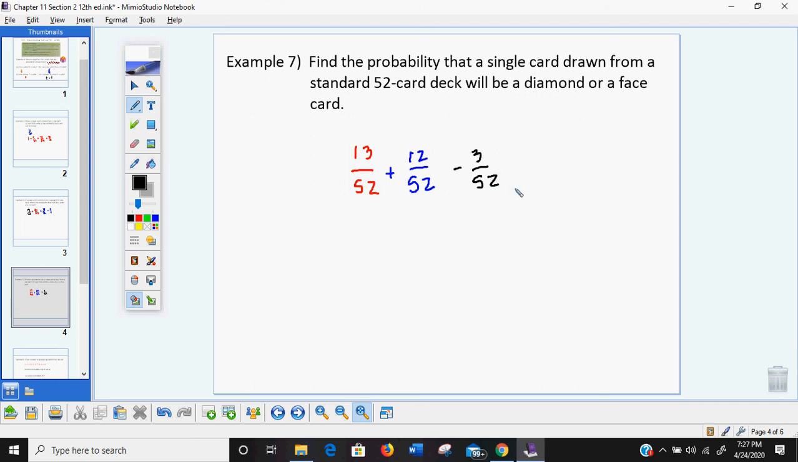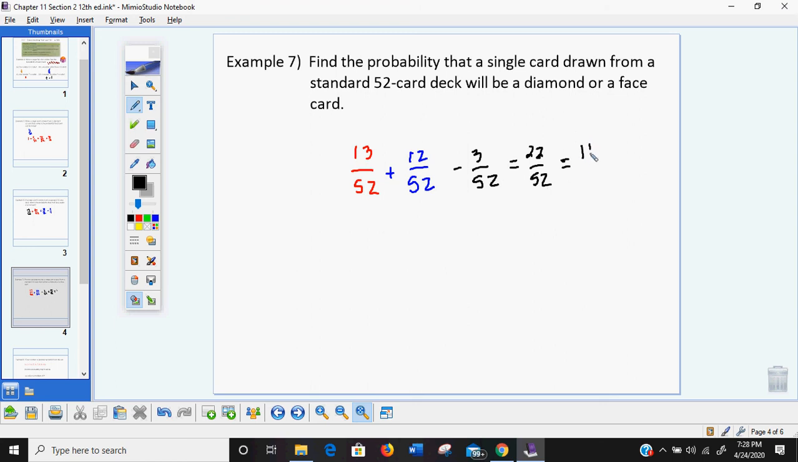So what we end up with here, the probability that it's a diamond is 13 out of 52. Probability it's a face card is 12 out of 52. I have to subtract 3 because I counted the Jack, Queen, and King of diamonds twice. I counted it for diamonds and face cards. So I have to subtract that out. That gives us 22 out of 52. And of course that will reduce. You end up with 11 out of 26.